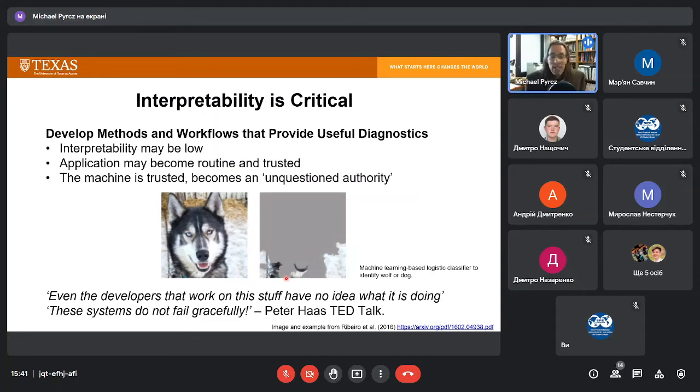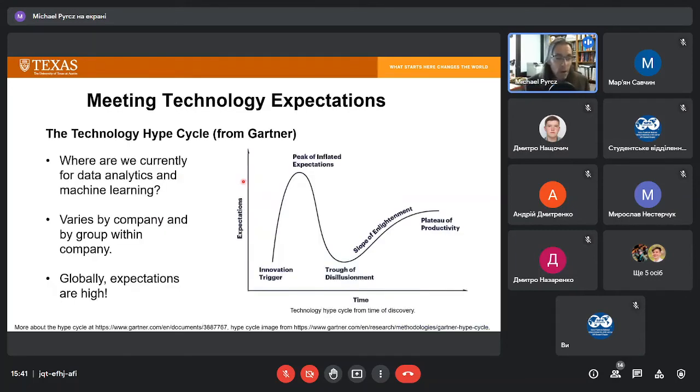Okay, now you can see that the problem with machine learning methods, if they're very complicated, we may not understand what the machine is learning, and it can get it totally wrong. When we work with complicated machine learning, while the interpretability may be low, application may become routine and trusted, and the machine is trusted, it becomes an unquestioned authority that can totally get it wrong.